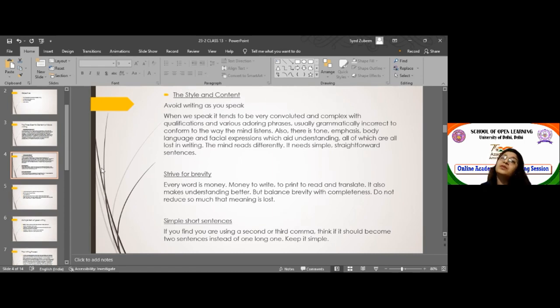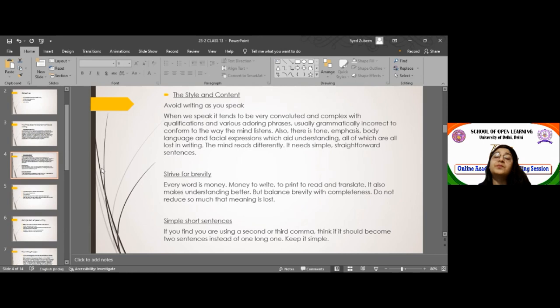Then we cannot really bring the emotions and the facial expressions in our writing. So while we are writing, we need to mark out certain things if something needs to be stressed upon or emphasized, or we can write in brackets that she was perhaps teary while she was saying this out loud. So the style and content of writing is equally important to us.